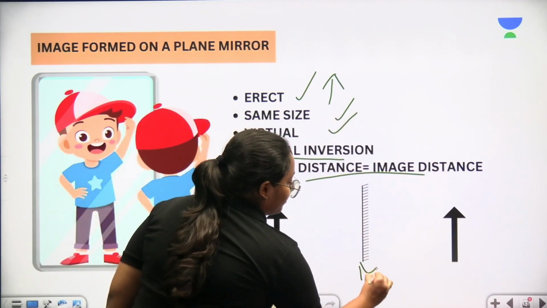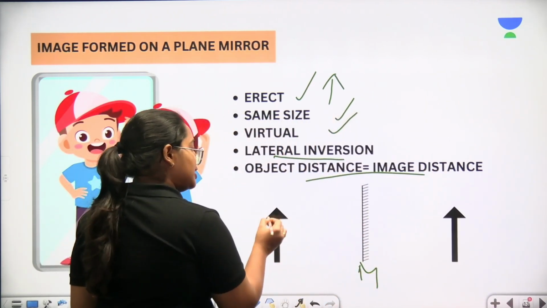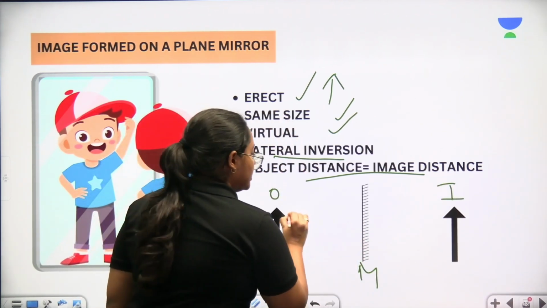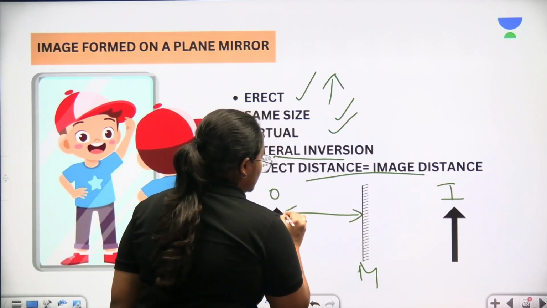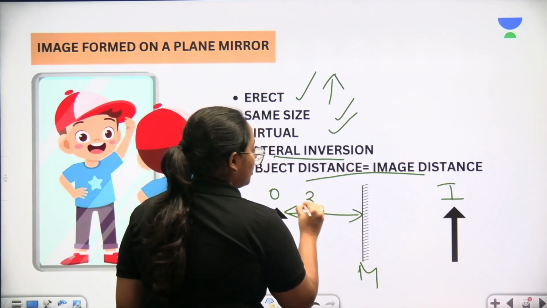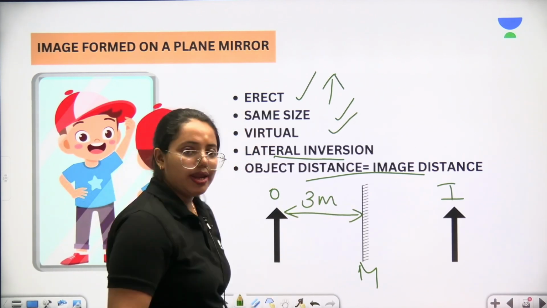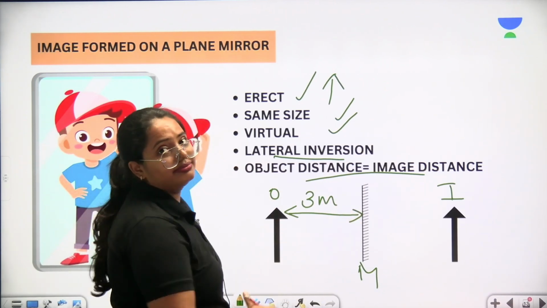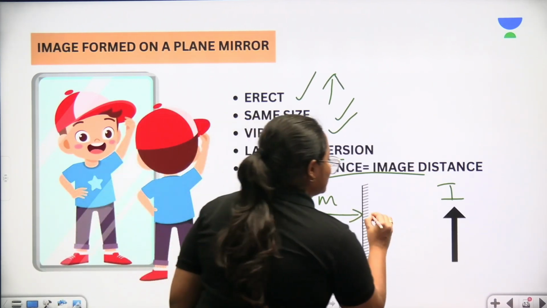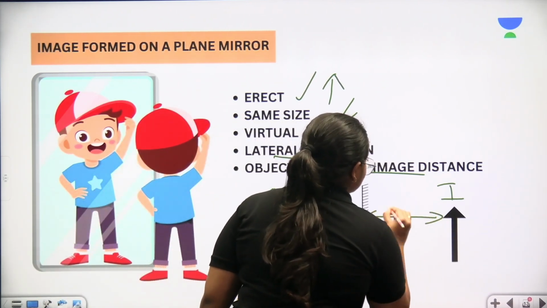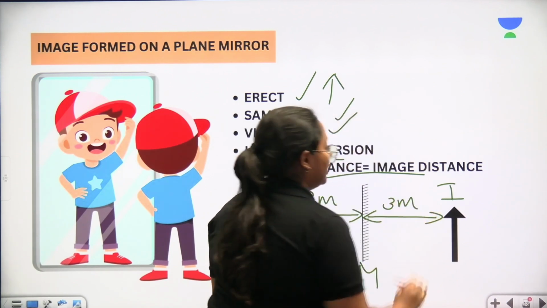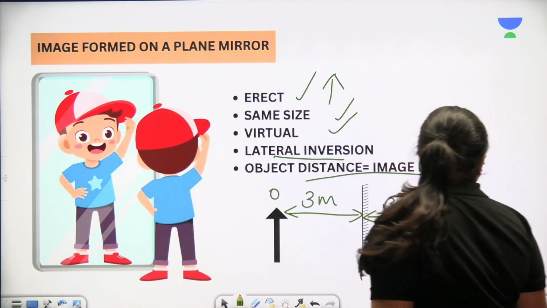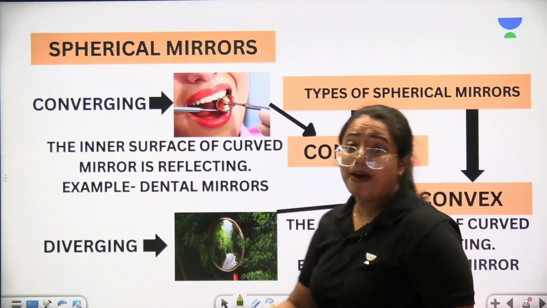Let this be the mirror. Okay? And here you can see that this is an object and this is an image. So the distance between object and mirror, let's take an example of 3 meters. So what would be the distance between image and the mirror then? It's going to be same. So this is also going to be the same distance, 3 meters. Clear? Got it? I hope everyone is clear with the concept, and now we are moving towards spherical mirrors.